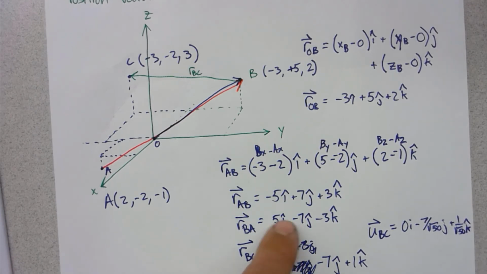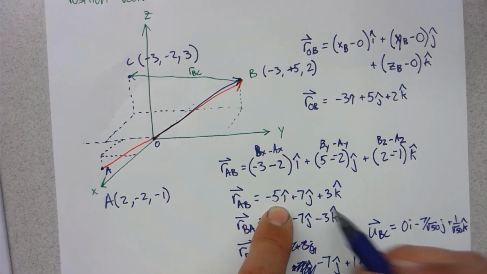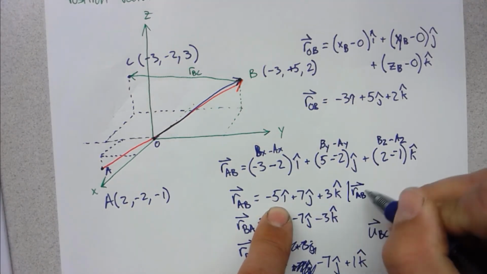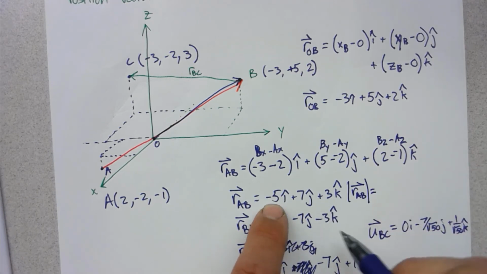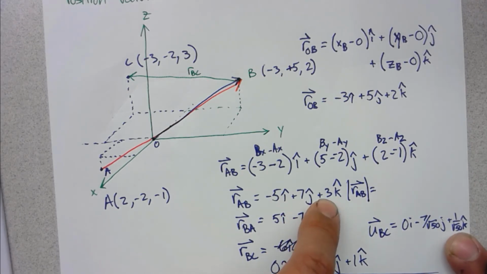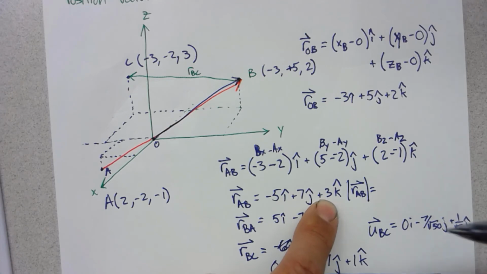How about RAB? The magnitude of RAB is going to be 5 squared, which is 25, plus 7 squared, which is 49, so 74, plus 3 squared, I think that gets me 82. Someone check that? Don't all jump to your calculators at once. 83. 83, I was off.